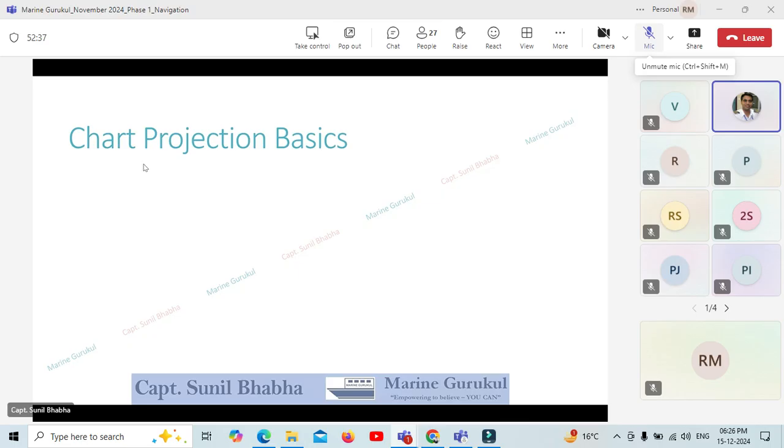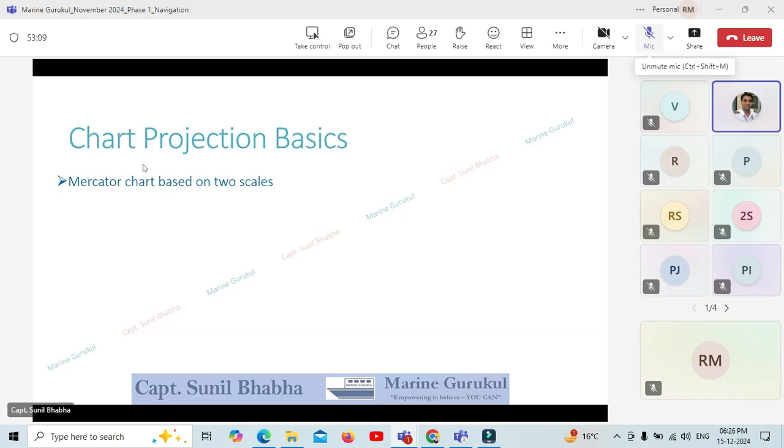We now move on to our next topic, which is based on chart projections. Now, the questions which we get on this topic are related to construction of a Mercator chart. We are given a particular area. The coordinates of that area are given to us, latitudes and longitude, and we are required to construct a Mercator chart on a particular given scale for that particular area.